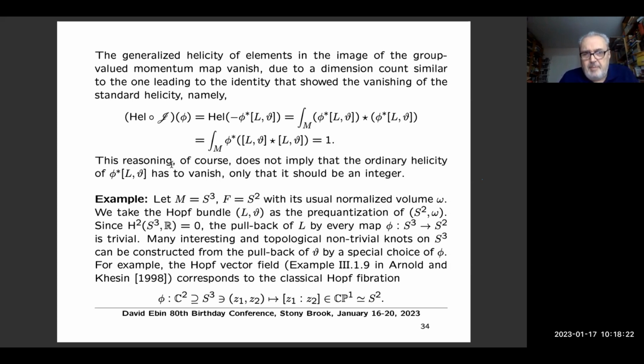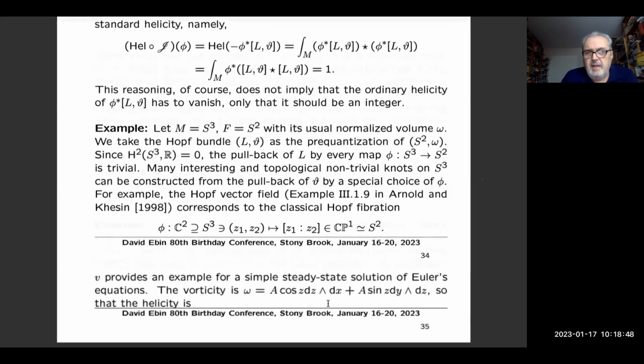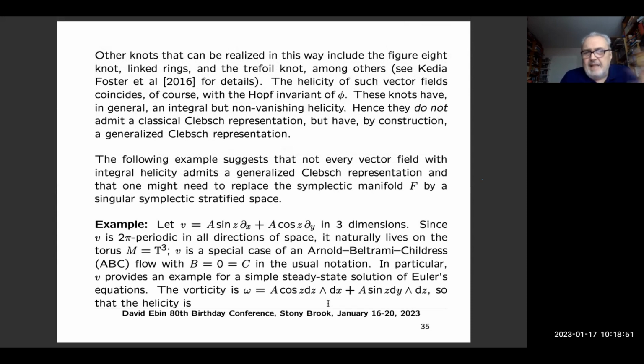You can have examples. Take the obvious one, M equal to S3 and S2. You take the Hopf bundle L theta as the prequantization of S2 and omega. This example actually exists. It's in the book by Arnold and Khesin. And what is the field that goes with it? It is the classical Hopf fibration. Here it is. And there are other knots that you can realize.